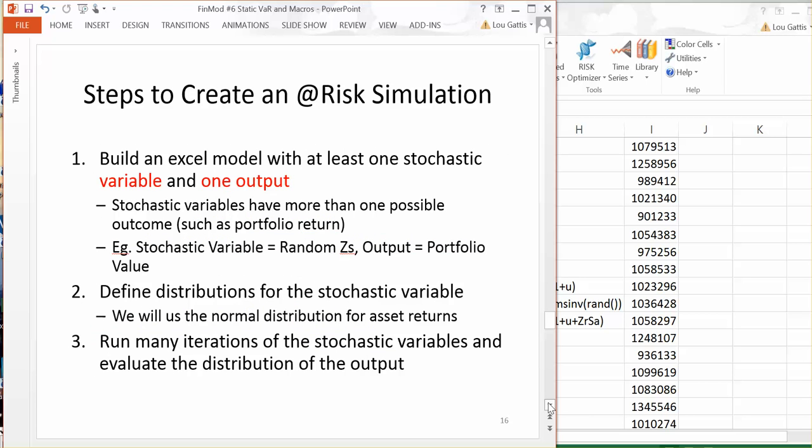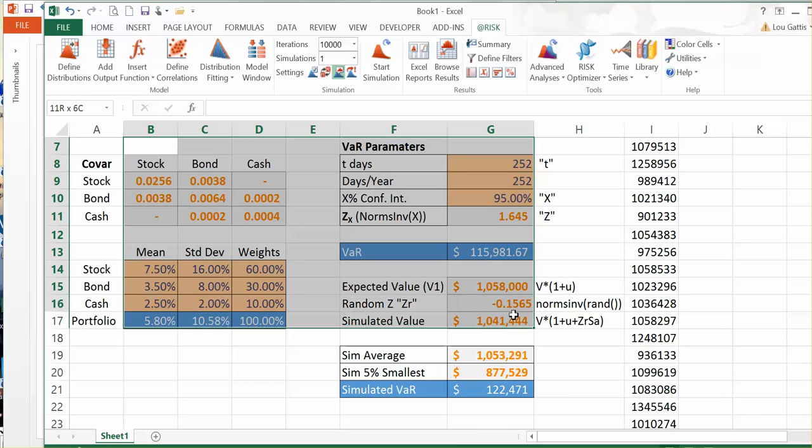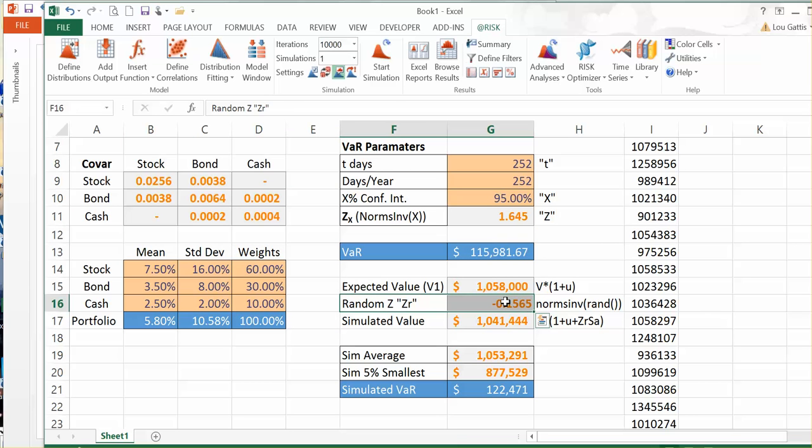To create an @RISK simulation, you just need to build a model. So this is my model, portfolio value here. You need to specify a random variable. My random variable will be this standard normal Z. And you need to specify an output for your simulation. And that'll be my portfolio value.